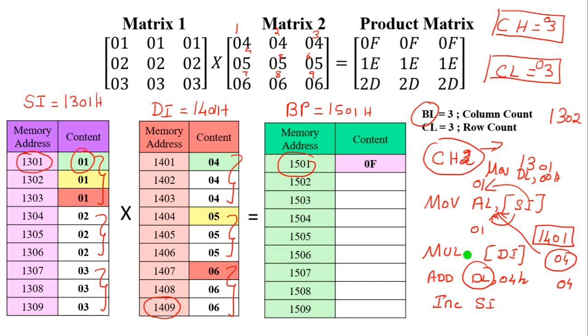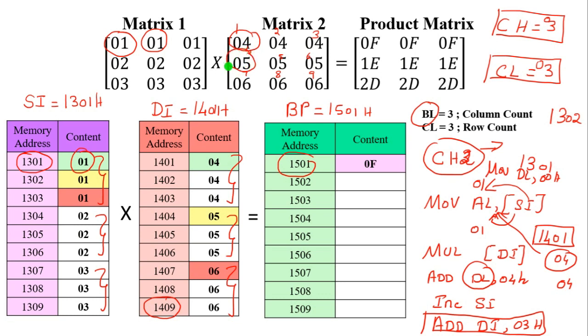Before that, I am going to add one more point here. After the increment of the SI, what is going to happen? Add DI comma 03. Why are we going to add this DI with this 03 value? Look here, this 01 is to be multiplied with this first element. Okay, clear?